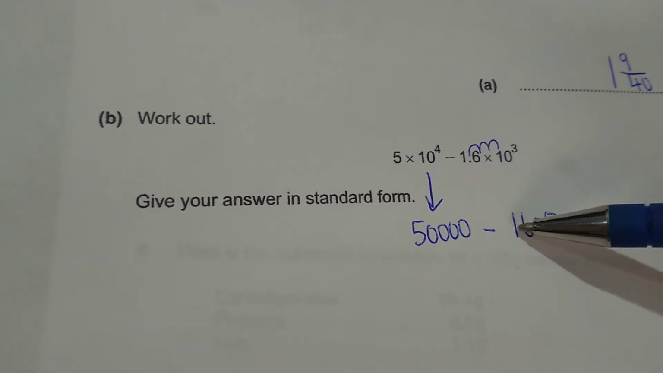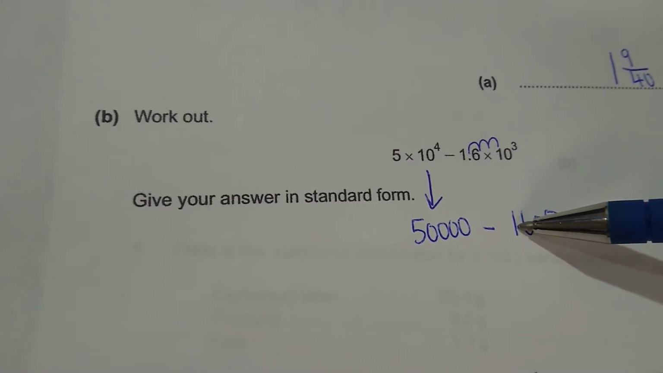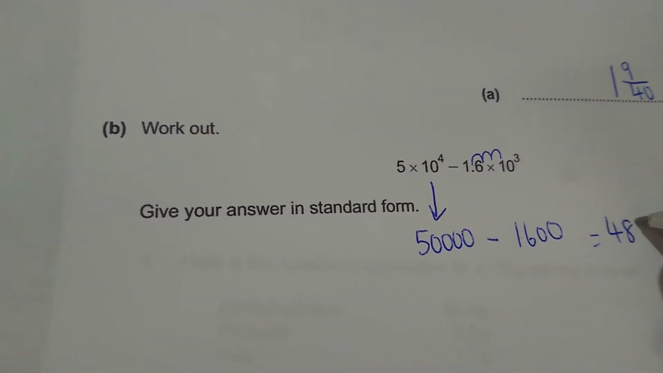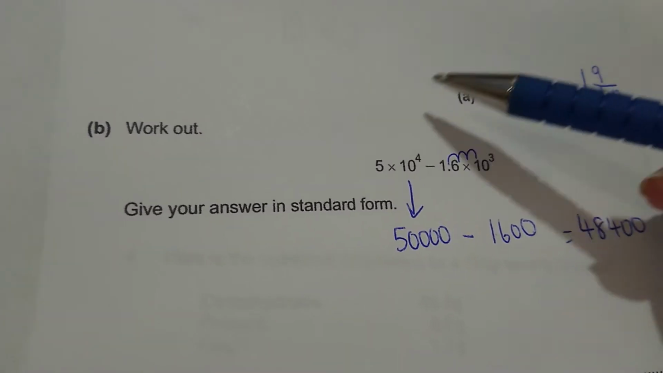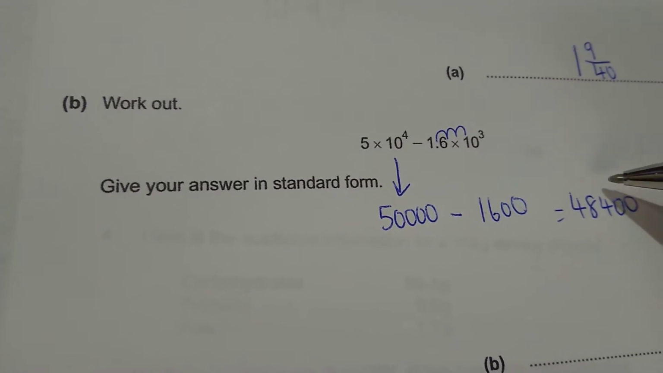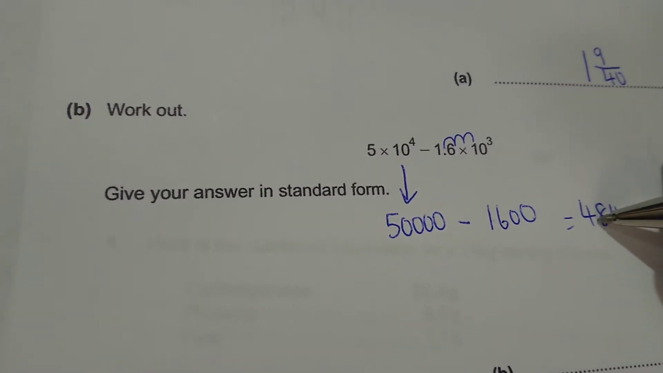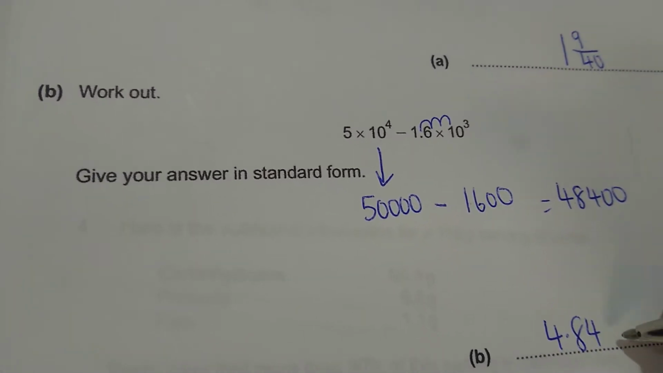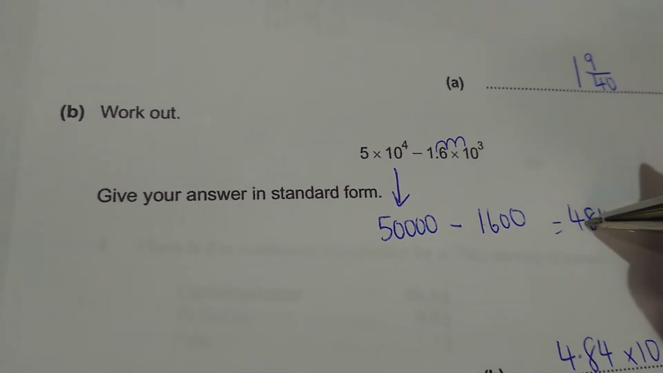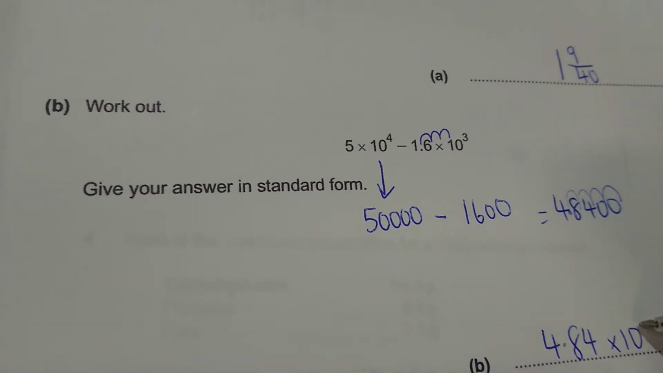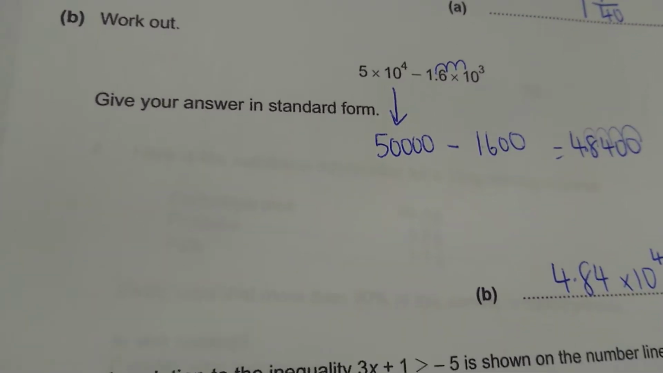Well, 50,000 minus 1,000 is 49,000. Minus another 600 is 48,400. So we must make sure that we put this back into standard form. So it needs to be between 1 and 10, so my point needs to go here. So it would be 4.84, and then times 10, and then I need to go 1, 2, 3, 4 to get to the end, so it would be times 10 to the power of 4.